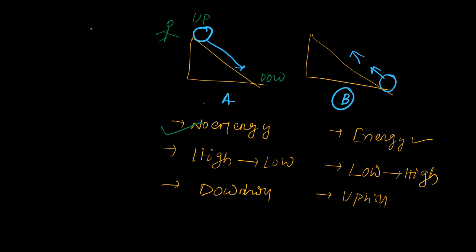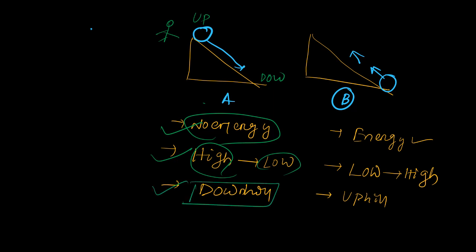So here no energy is required, and the transfer is from high to low, and this is known as downhill. Next, let's consider if I want to reach the peak point, I am going from down to peak. For down to peak, I require so much energy in the form of ATP. The transfer is from low to high, and this is known as uphill.